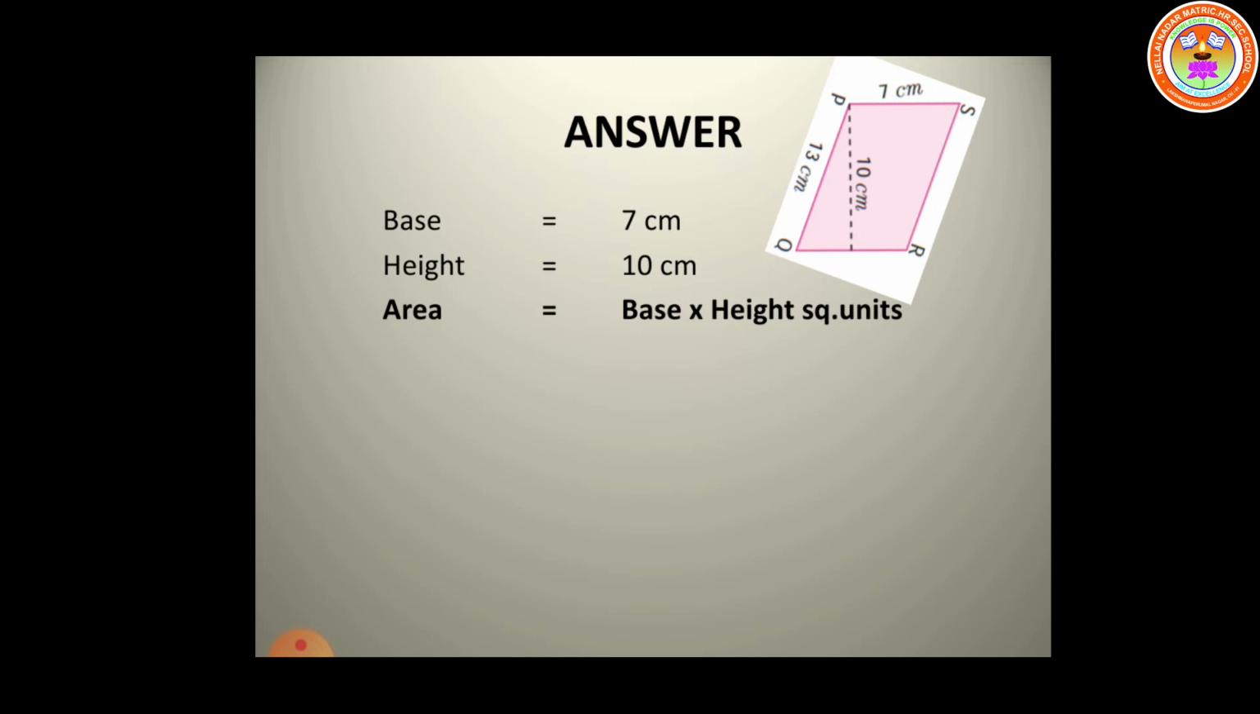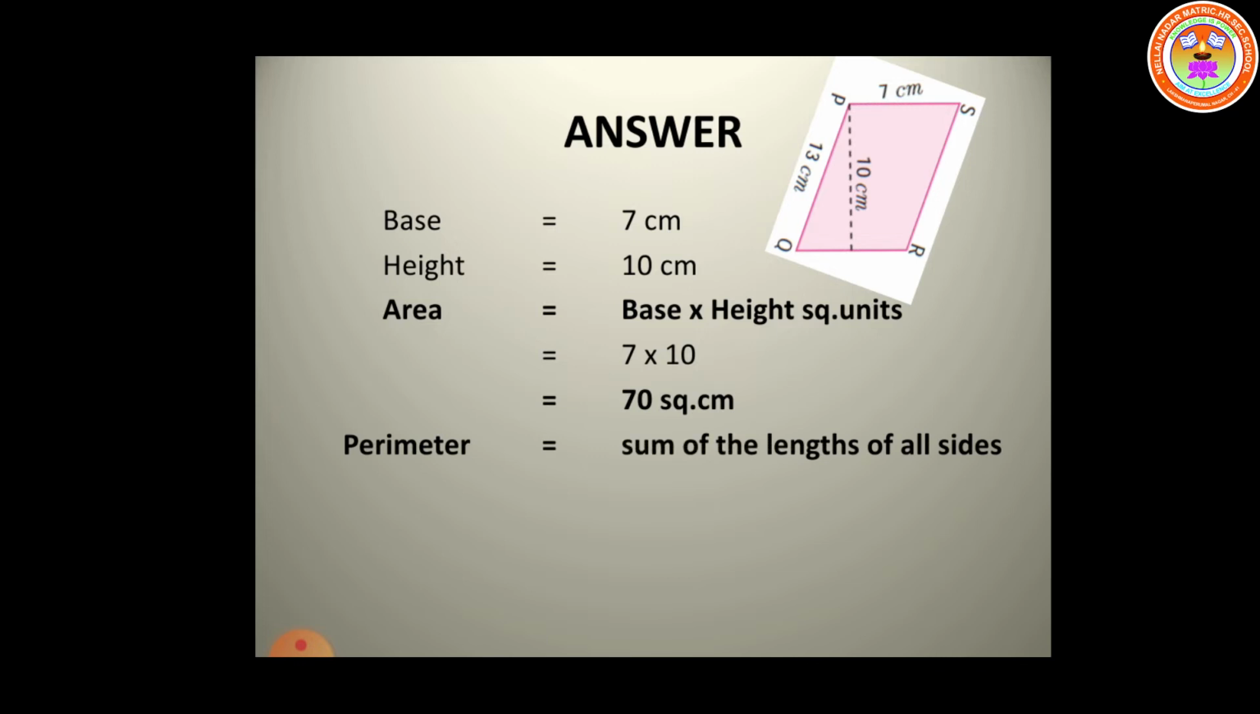Substitute the values. 7 into 10. So, we got the answer for area is 70 square centimeter. What is the answer for area? 70 square centimeter. Next, we want to find perimeter.